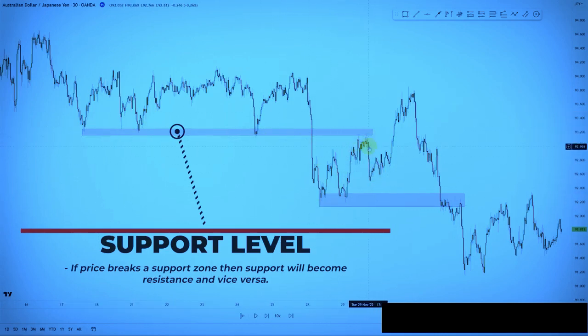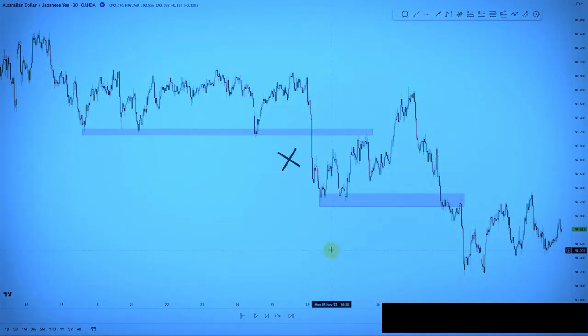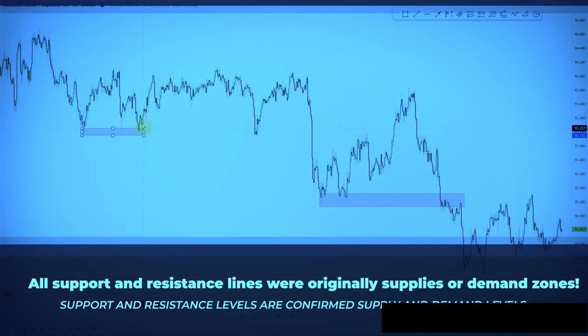We'll talk about this later, but in the case of supply and demand, this concept doesn't apply. A supply zone which is broken doesn't turn into a demand zone. I would even say that all support and resistance lines were originally supply or demand zones. This is how support and resistance were created.